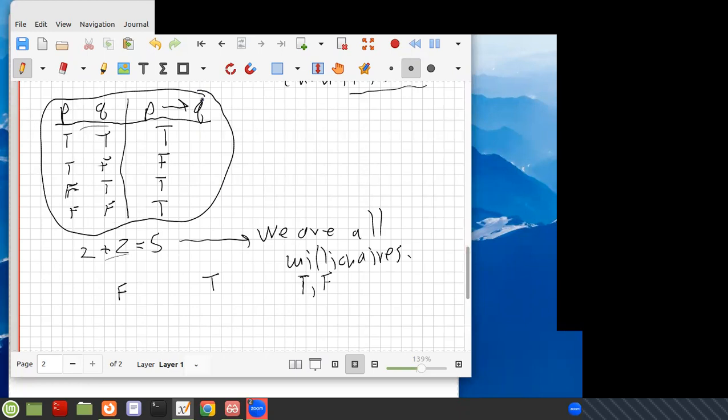Shruti. Why is the implication true? Excuse me? Why is this implication true?